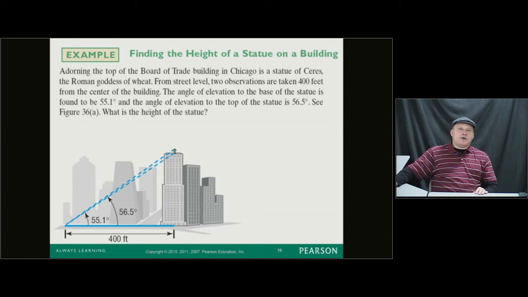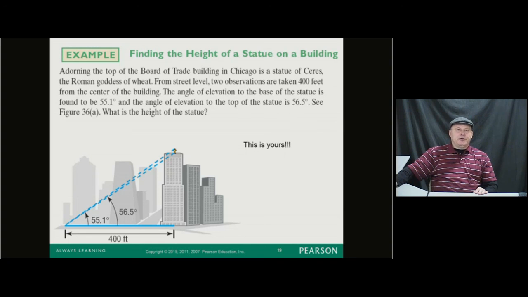So basically to the top of the head of the statue, it's 56.5 degrees. But to the top of the building, it's only 55.1 degrees. So how do you think we're going to do this? Well, first of all, this is yours, but I'm going to give you some hints, okay?